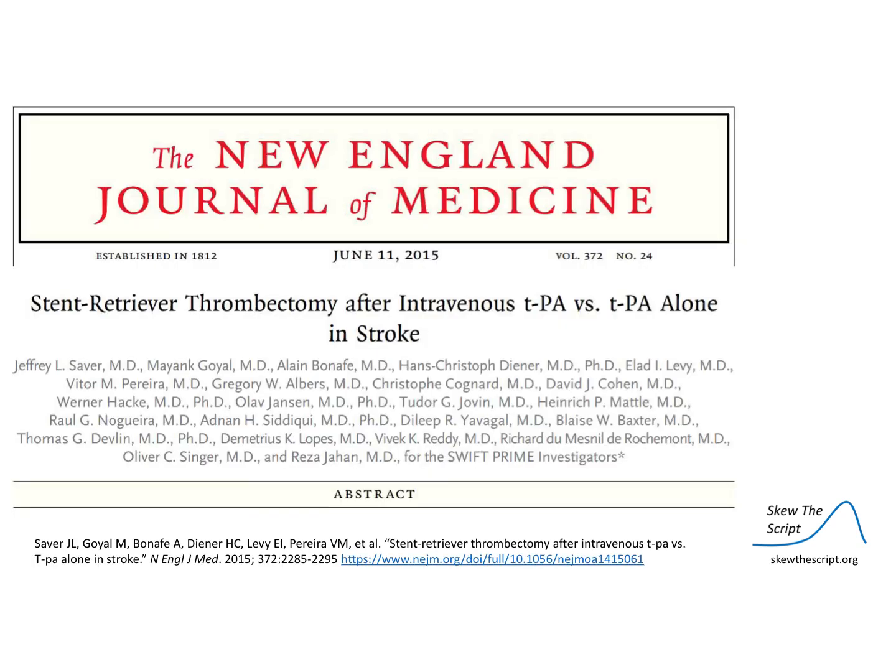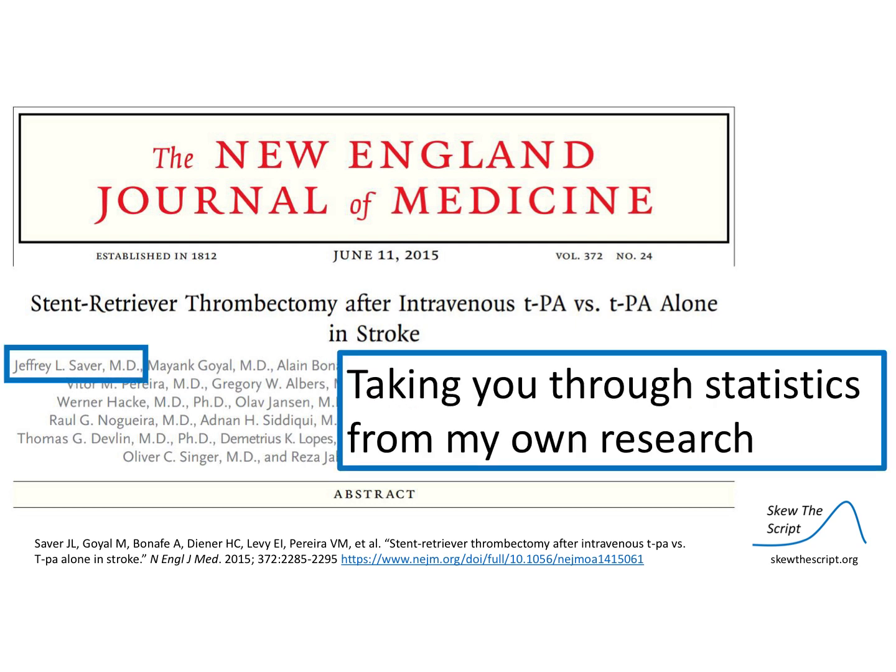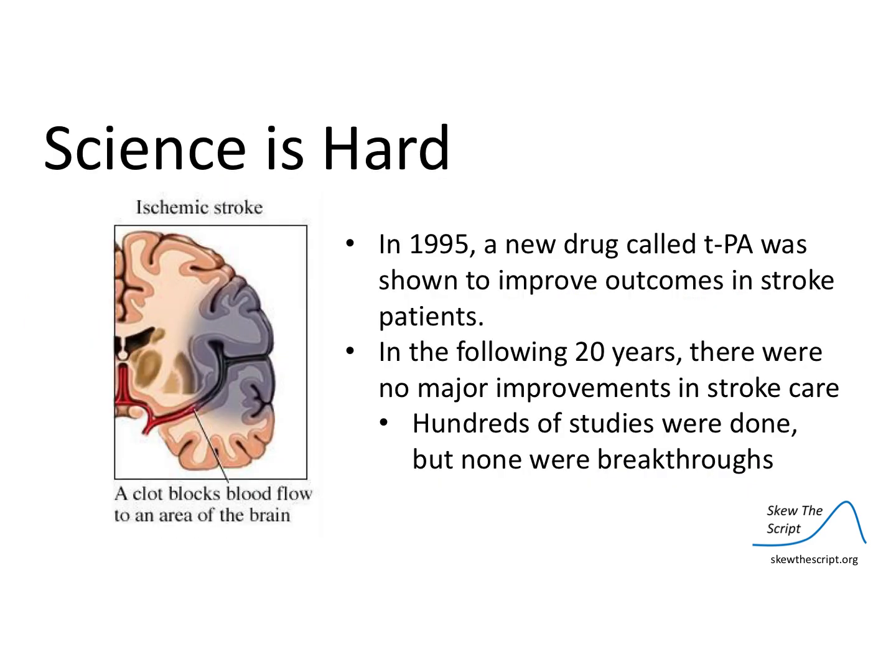Today we are going to use our data from the New England Journal of Medicine, and actually Mr. Saver from Skew the Script had done research for this paper. So basically today we're going to talk about strokes.